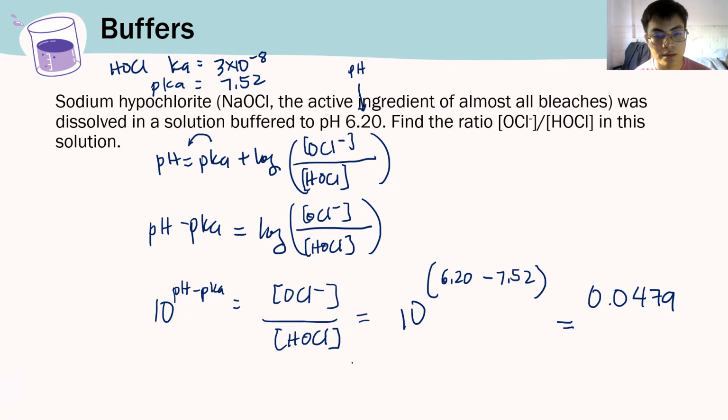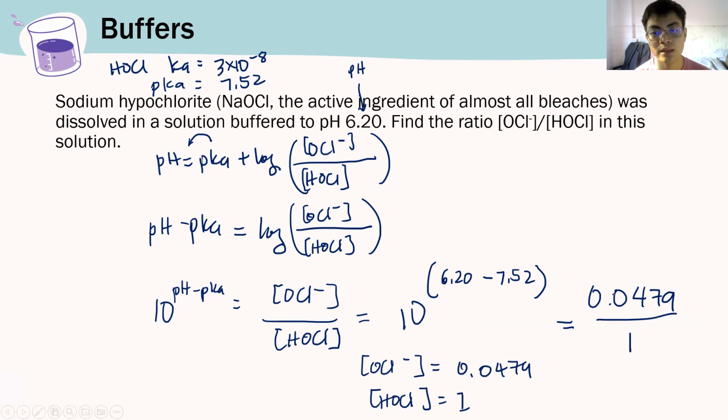Now, what does it mean? It means the OCl- concentration is 0.0479 and the HOCl concentration is 1. You can think of it that way: the ratio is always divided by 1. What is in the numerator corresponds to this, and what is in the denominator corresponds to this. So the denominator is always 1. Those are their molarities, or they can also be moles.